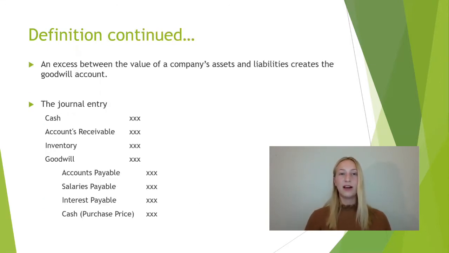An excess between the value of a company's assets and liabilities creates the goodwill account. As you can see in the journal entry, assets are debited, liabilities are credited along with the purchase price. The excess is reported as goodwill, therefore balancing the journal entry.